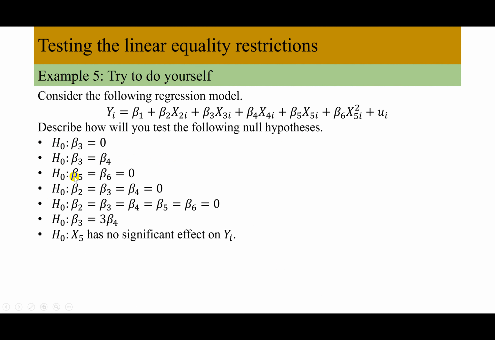Here is beta 5 is equal to beta 6 is equal to 0. Here is the null hypothesis beta 2 is equal to beta 3 is equal to beta 4 is equal to 0. Here is beta 3 equal to beta 4 equal to beta 5 equal to beta 6 equal to 0. Here is beta 3 equal to 3 beta 4, and here is the null hypothesis x5 has no significant effect on y_i.